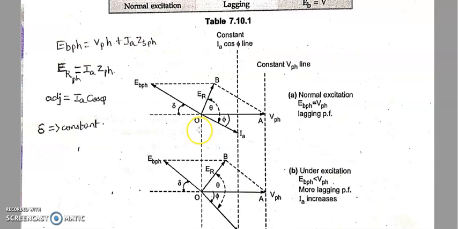Constant load as well as variable excitation. 1, 2, 3, 4. Okay. Let us see the diagram one by one. Okay, I will zoom in for you. You can see here.